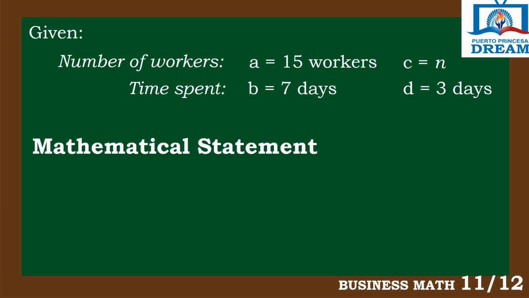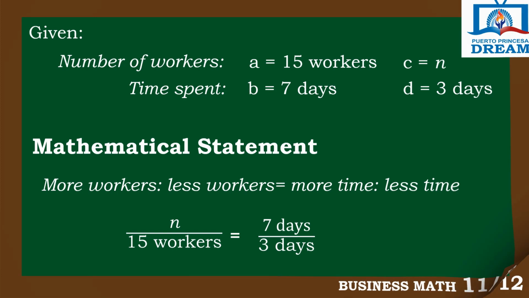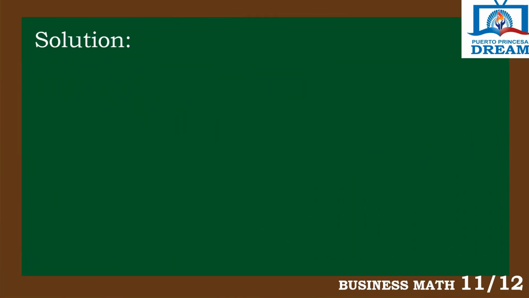Using the mathematical statement, and using the given, this will be our mathematical statement. N over 15 workers is equal to 7 days over 3 days. So from the mathematical statement, we set up the formula. N over 15 is equal to 7 over 3.